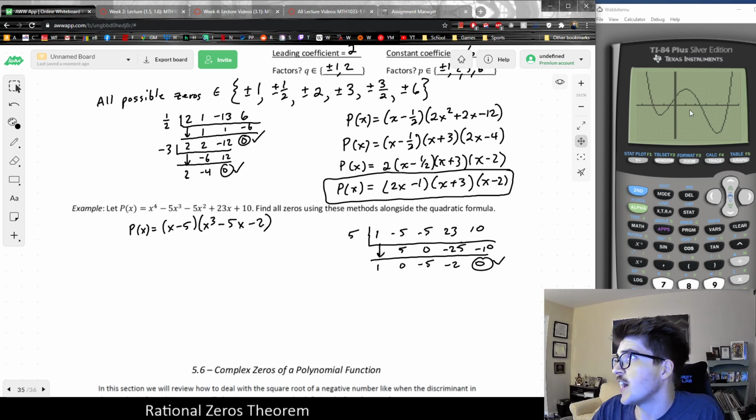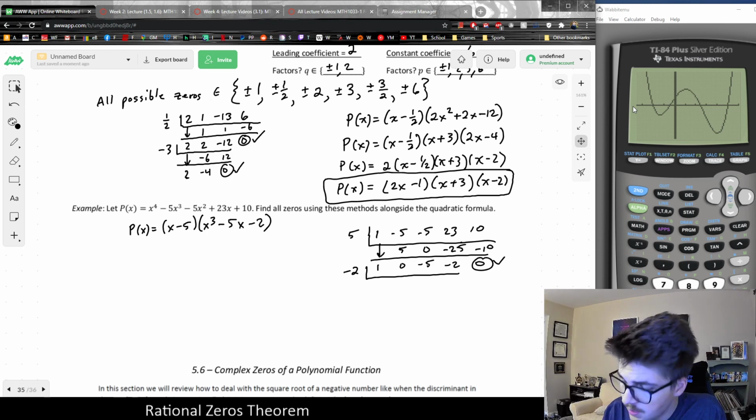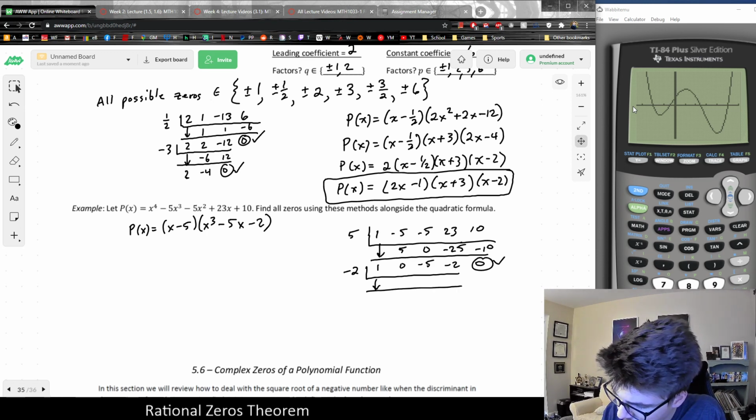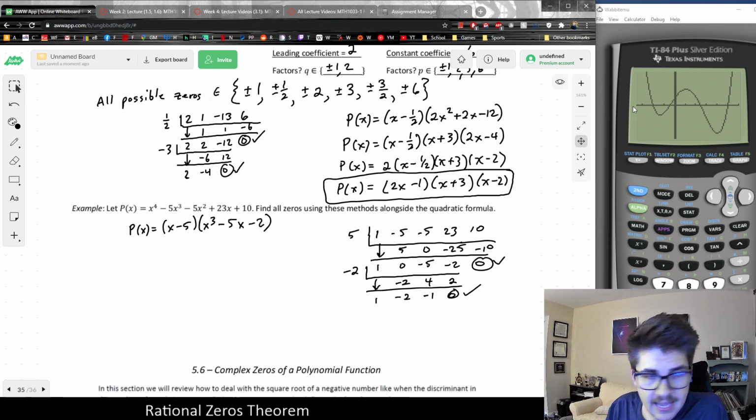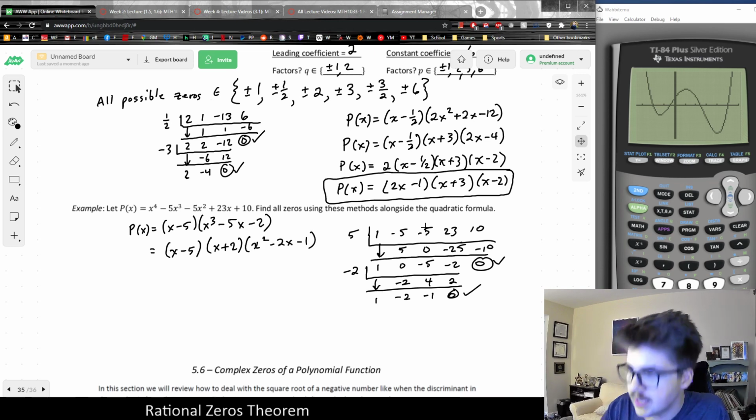And also I could check -2, which appeared to be a rational zero as well. Let's see if it works. Yes, it does. Cool. And so I know that x plus 2 is a factor of x cubed minus 5x minus 2. And what I would be left with is x squared minus 2x minus 1.